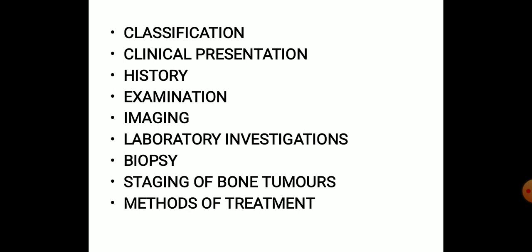Next is the staging of bone tumors: how we can stage the bone tumor according to its growth, the site of the lesion and the type of lesion, and why we need to do the staging. And the next one is methods of treatment. What are the regular methods? What treatment protocols are commonly used in the treatment of carcinomas or of any tumors associated with bone and soft tissues?